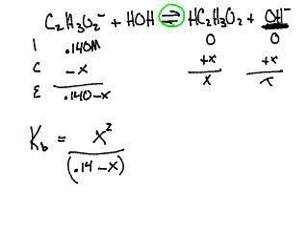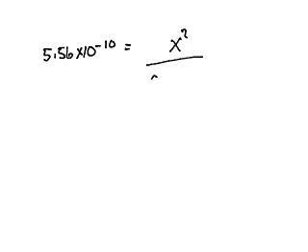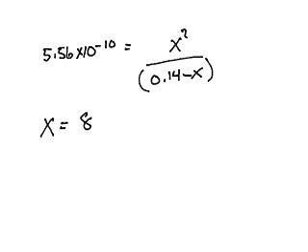That is correct. So now I'm going to take 5.56 times 10 to the minus 10 would be equal to, what's our concentration? 0.14. x squared over 0.14 minus x. You now plug it in your solver. And it's going to be 8.77 times 10 to the negative 6.